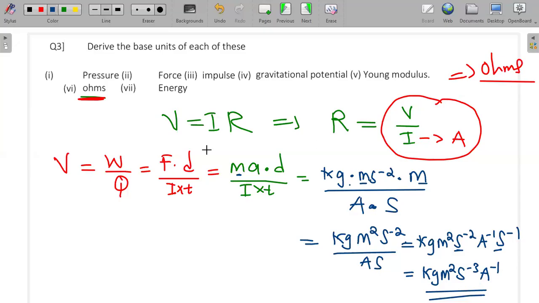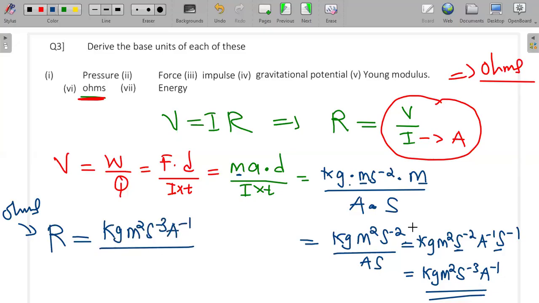For the voltage. So I'm just now going to replace there. So I'll say resistance, which simply means ohms. Okay, the units for the resistance is ohms, is equals to the units for the V, which are these ones that we have just found there, divided by the units for the current, which is amperes. So I'll just write A there.